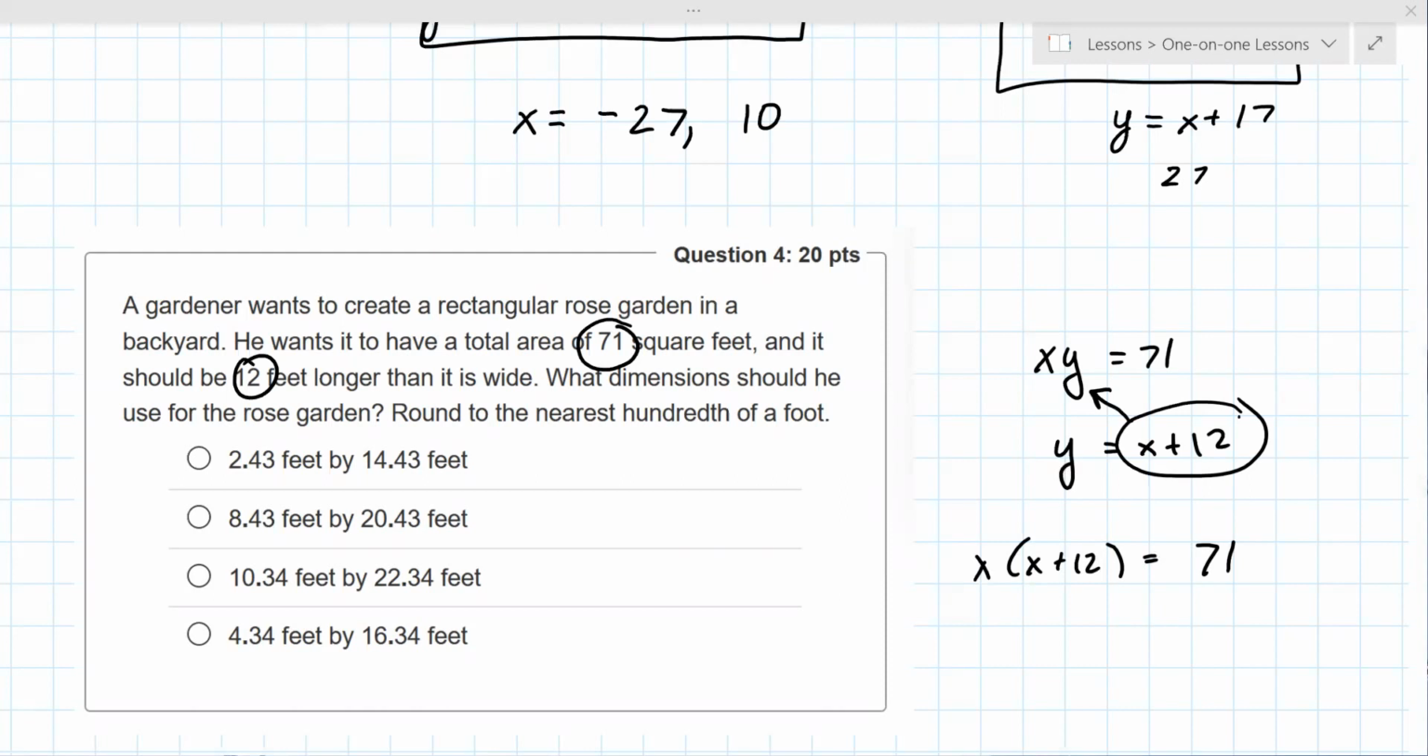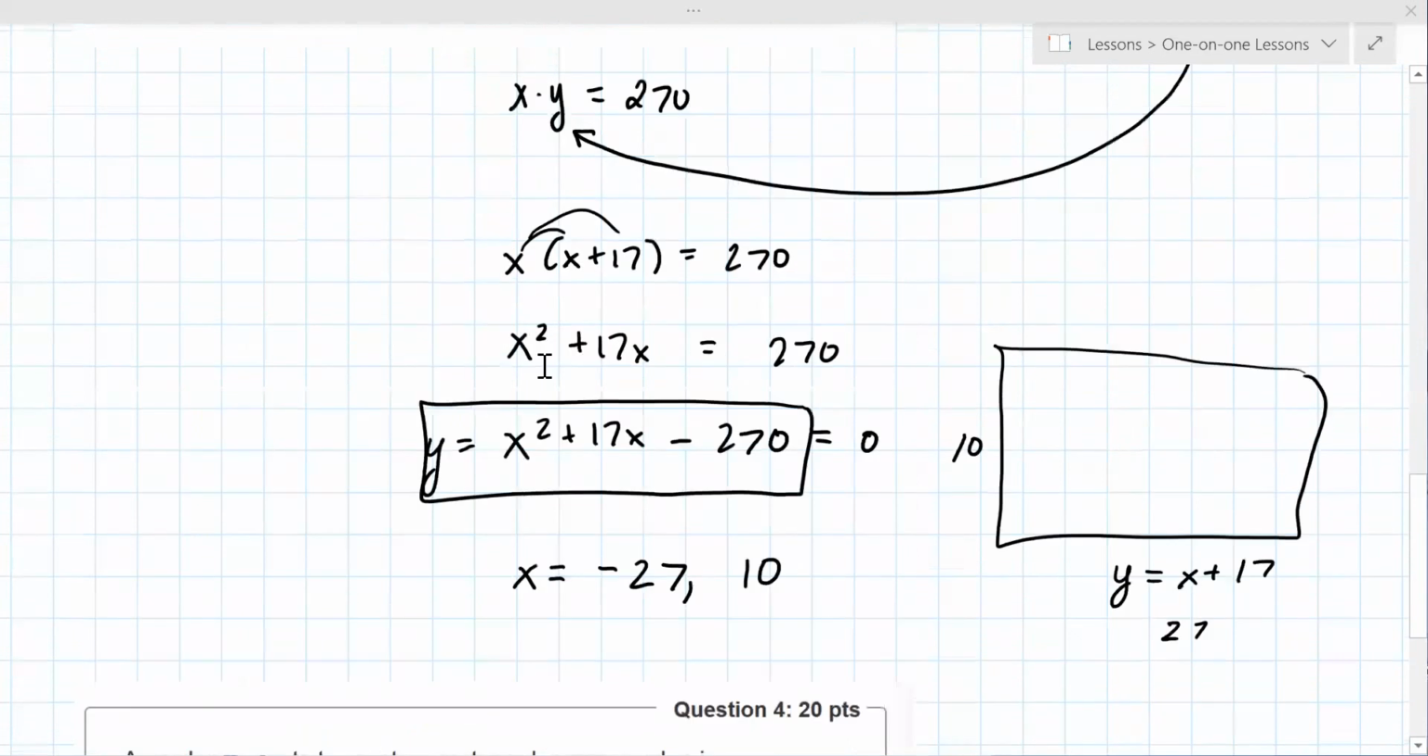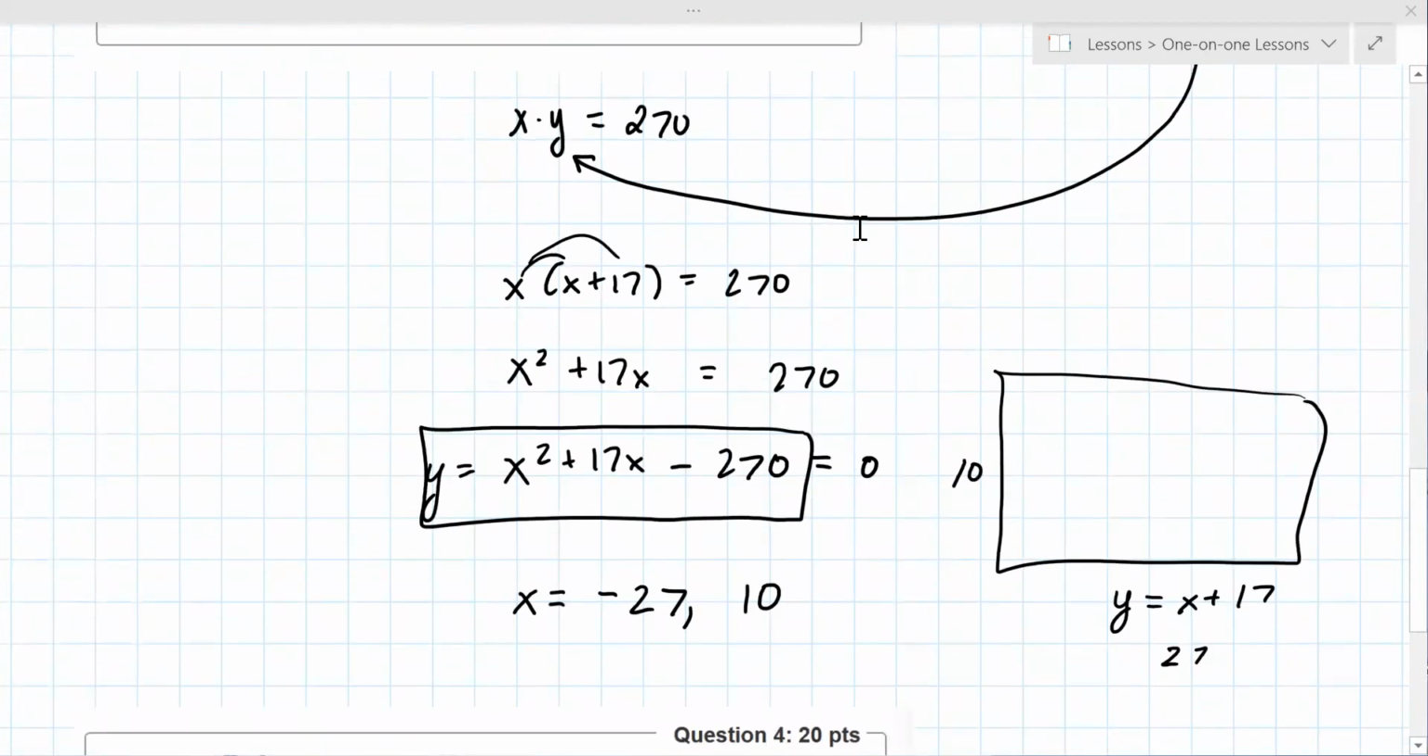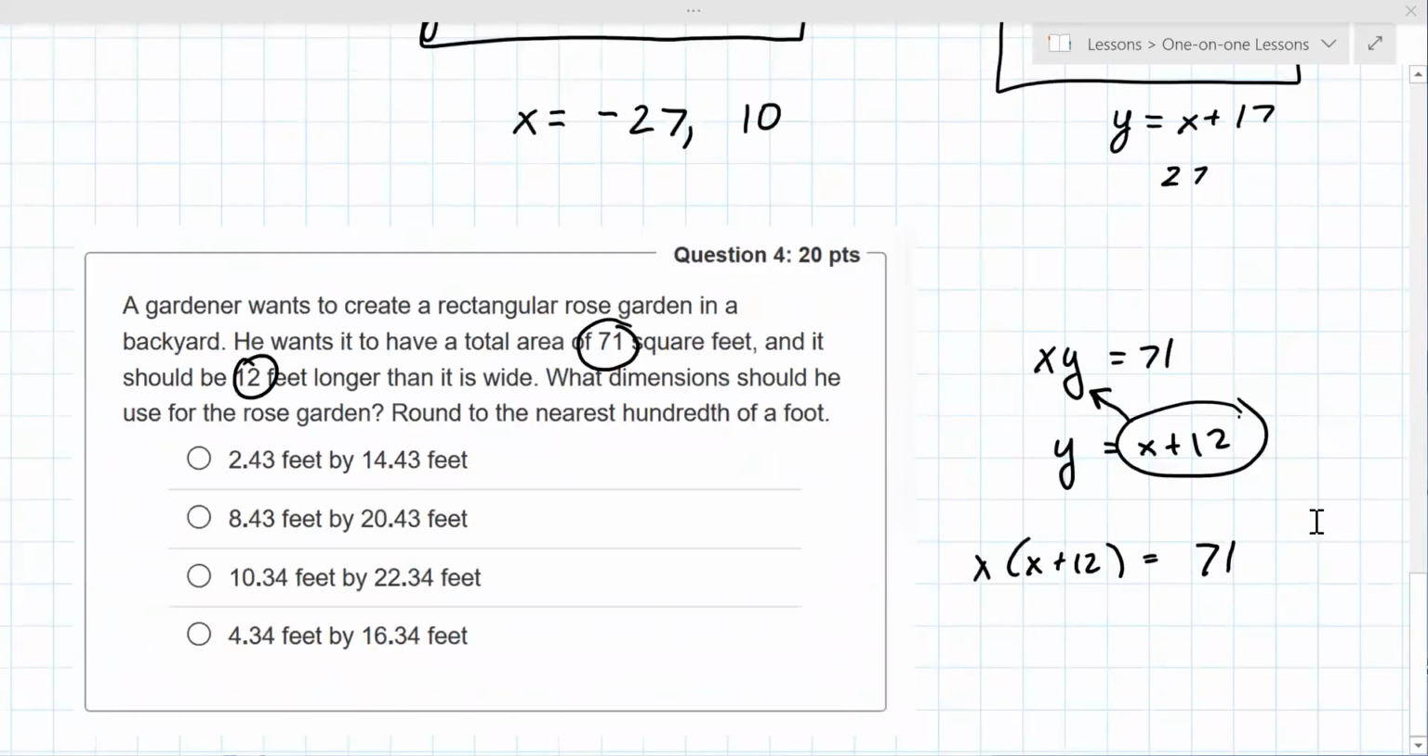Should I do this on the graph? What did we do next, Christopher? What did we do in this previous problem? We did y equals x squared plus 17x minus 270. So what are you going to put in your calculator here in Desmos for this one? I'm going to put y equals x squared plus 12x minus 71. Good. Do that and figure out what value of x you get.